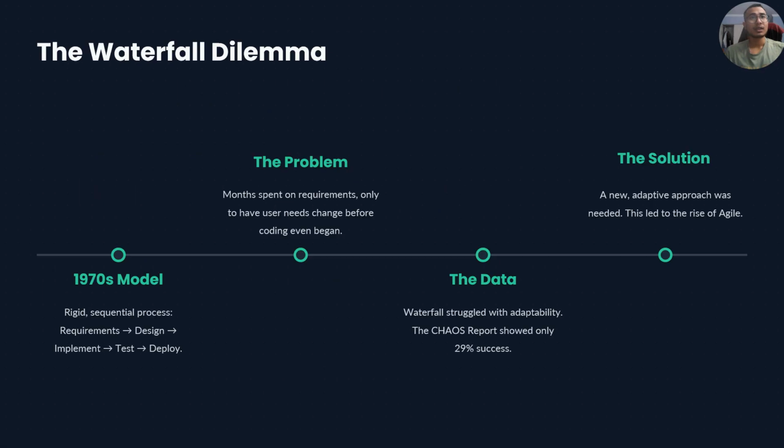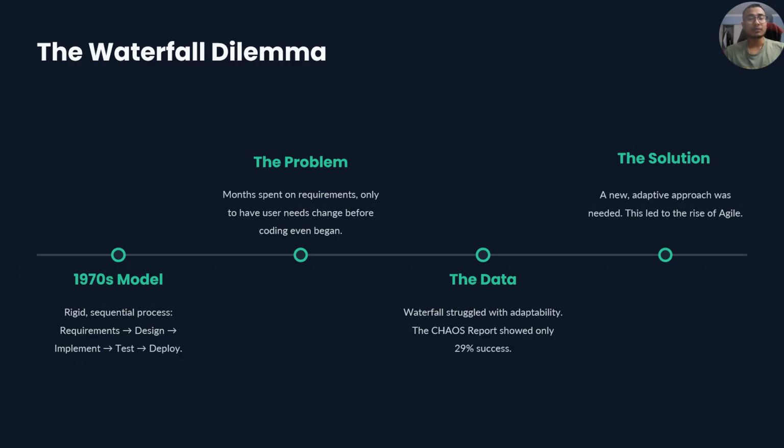So first one, the waterfall dilemma. To understand Agile's revolutionary impact, we must first understand the limitations of the traditional waterfall model. The waterfall model, first described in Dr. Winston Royce's 1970 paper, follows a rigid sequential approach. First requirements, then design, implementation, testing, and deployment. For instance, the design phase only starts when all the requirements are gathered. Each phase must be completed before the next begins.